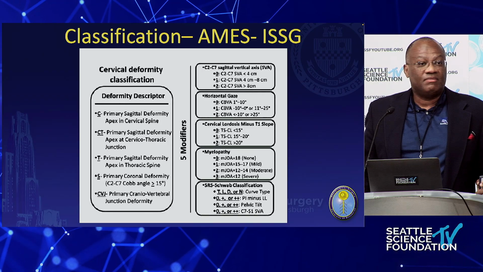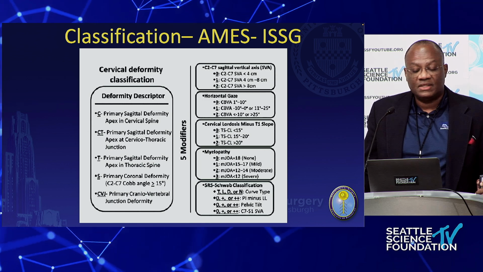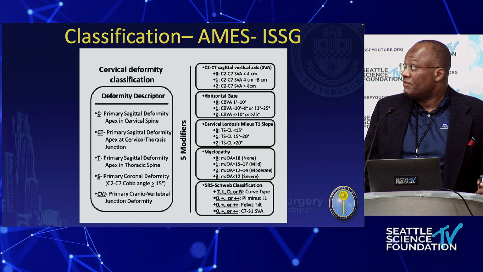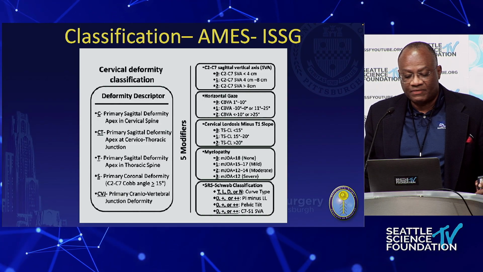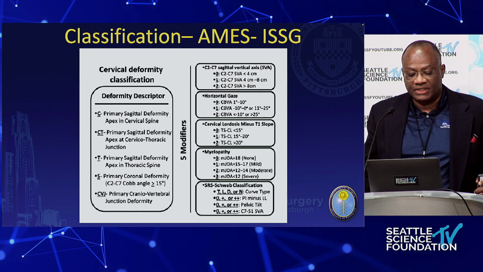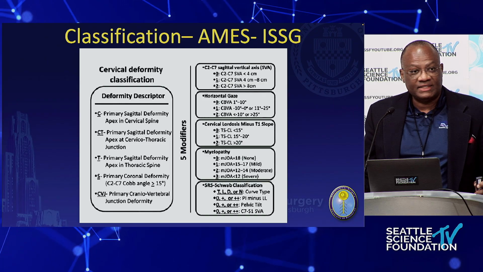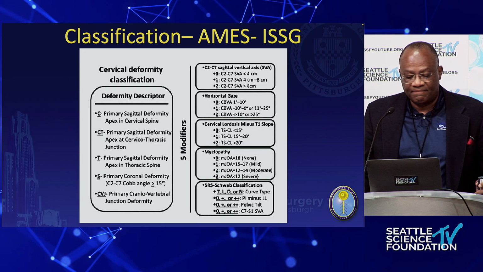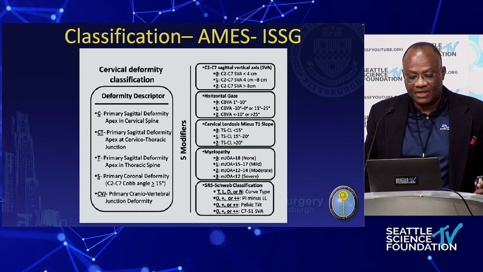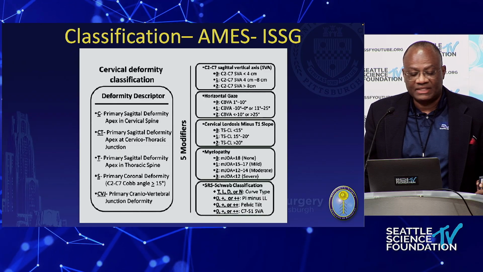And then you look at modifiers, right? Look at where the SVA is, less than 4 centimeters, versus where the horizontal gaze lies. And cervical lordosis minus the T1 slope, you want it to get to less than 15 degrees. And also then you add the physical exam, myelopathy, and then you also add the thoracolumbar Schwab classification.